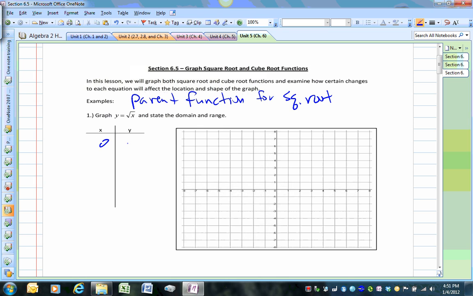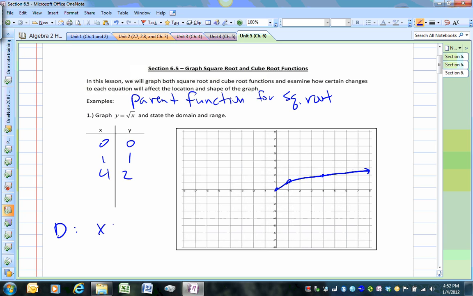So if I plug in 0, I know y is going to be 0. I plug in 1, y is 1. Plug in 4, y is 2. So I think that's good. So you have 0, 0, 1, 1, and 4, comma 2. So the graph will look something kind of like this. Oh, I went too high. 4, comma 2. So the graph should look, again, kind of like that.